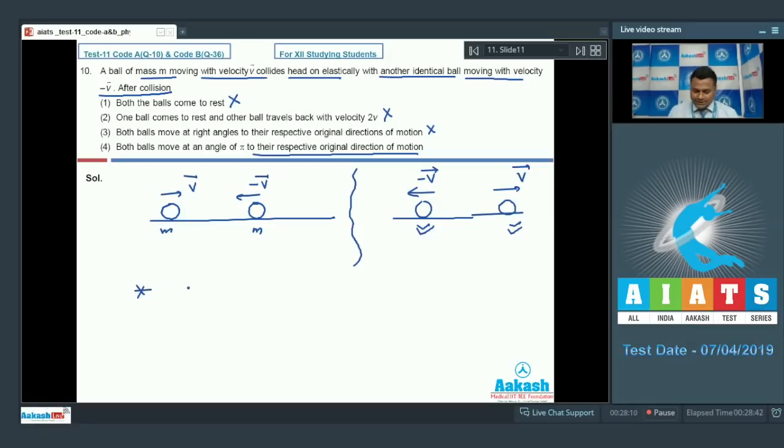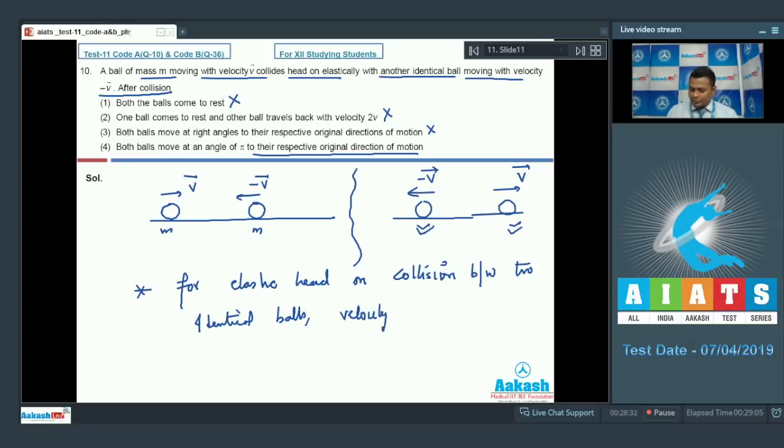So we can write one sentence here. For elastic head-on collision between two identical balls, velocity will be exchanged. So the fourth one is correct. We'll go with option number 4 only. Move on to the next, that is number 11.